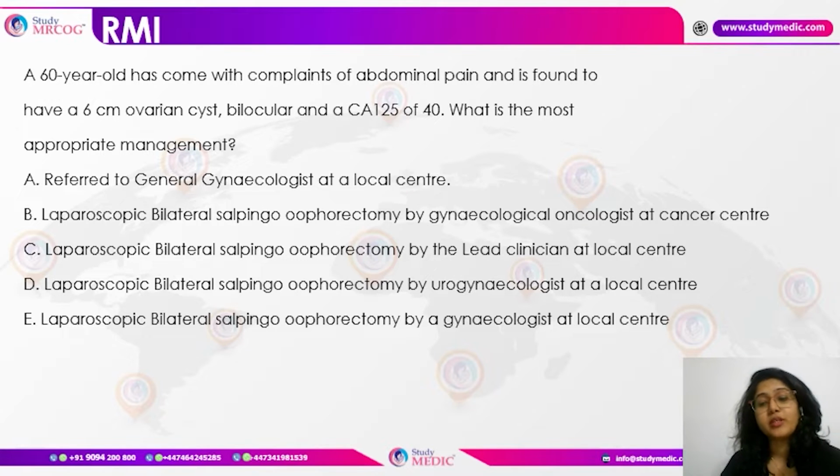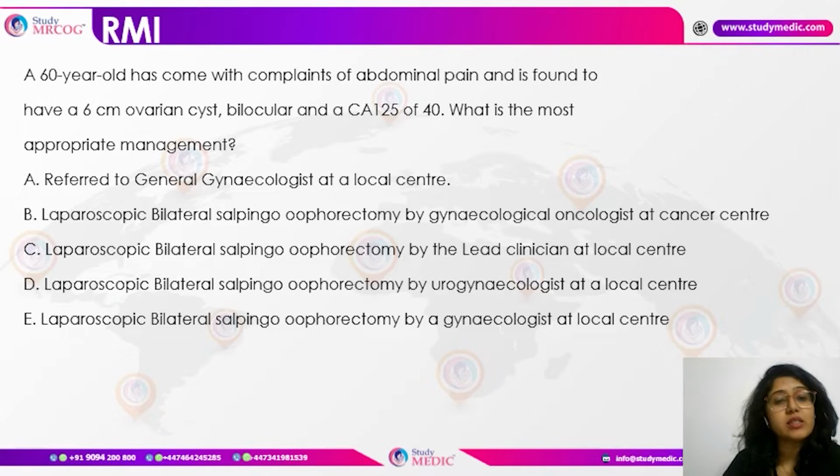So here you need to calculate three parameters. One is the menopausal status. So if there is nothing mentioned in the question and they have mentioned 60, that is more than 50 years old, we take it as a postmenopausal woman. In case they have mentioned that this lady is bleeding, that is something different. But in case they haven't mentioned, then you need to take a 60-year-old as a menopausal lady. So the menopausal status score will be 3.